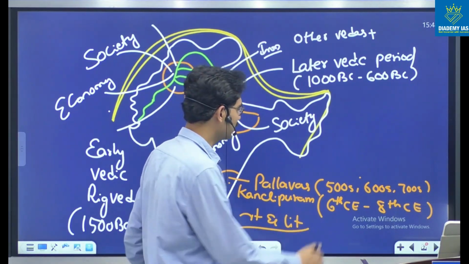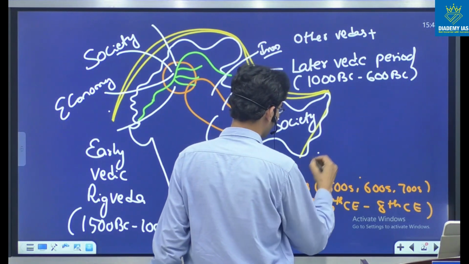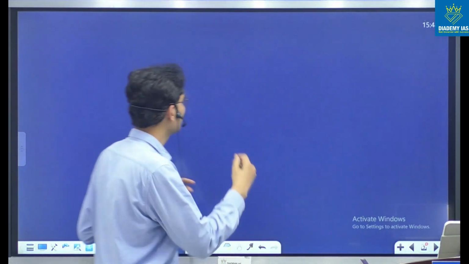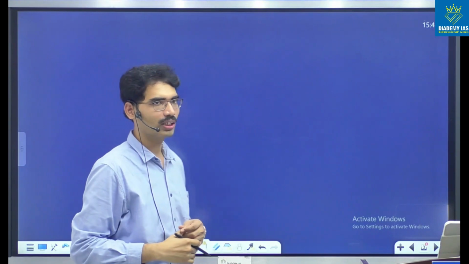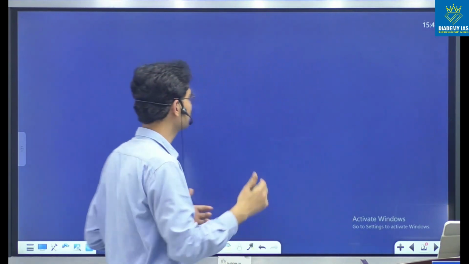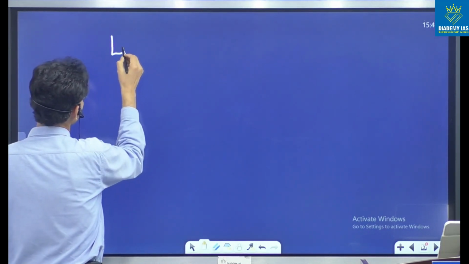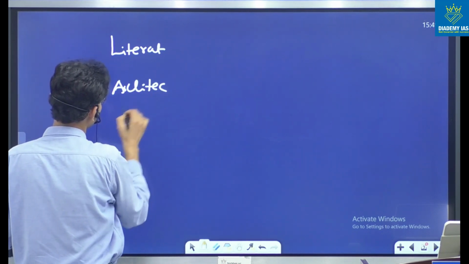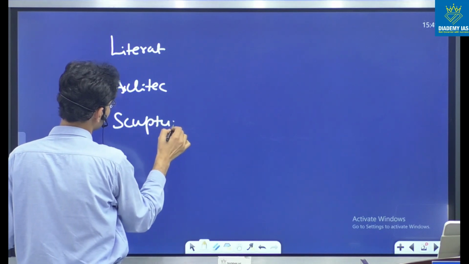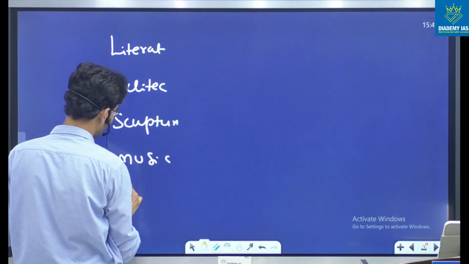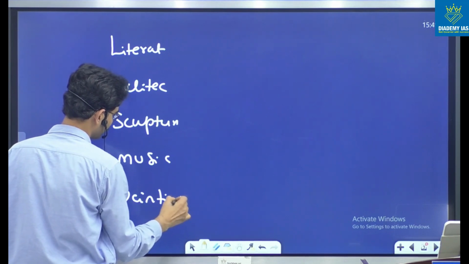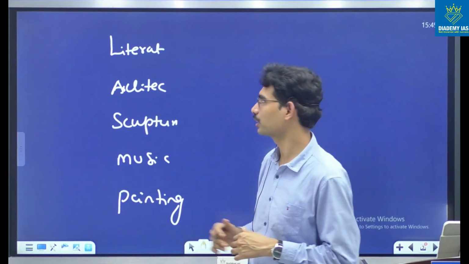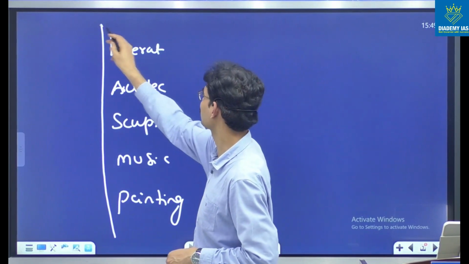And when it comes to architecture, it talks about Pallavas, what they have done. When it comes to Pallavas, either you can come by ruler also or in general also. When it comes to literature, architecture, sculpture, music, painting. These are the important components of art and architecture, literature, architecture.